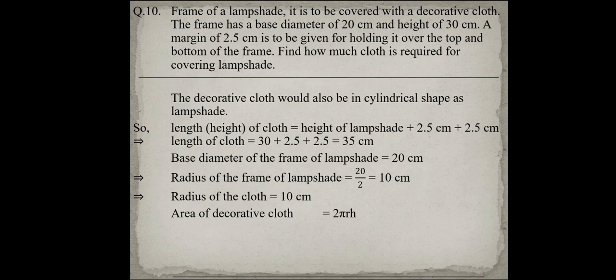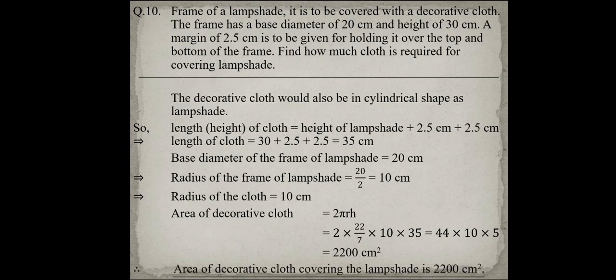So equals to 2 pi RH. Put the values here. 2 into 22 upon 7, radius is 10 and height is here 35 centimeter, including margin of the cloth. So 44 into 10 into 5, that is equals to 2200 centimeter square. So area of decorative cloth covering the lampshade is 2200 centimeter square. Now move on to next question.